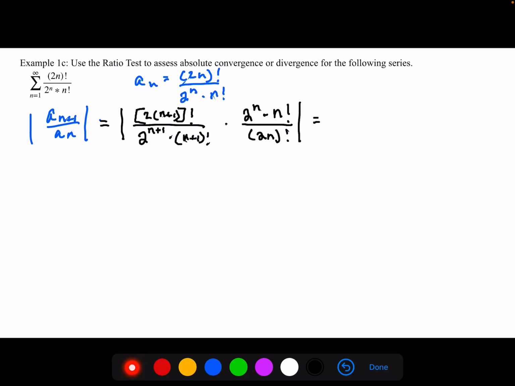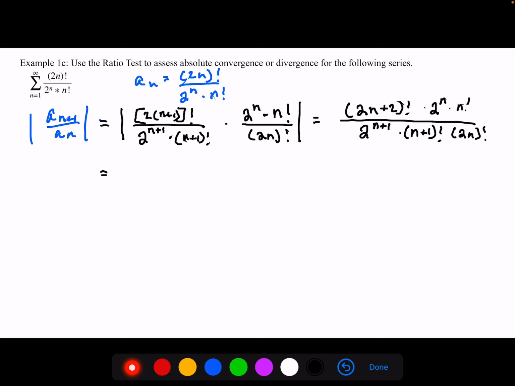Noting everything is positive, we can drop our absolute values, and we have 2 times (n+1) factorial becomes (2n+2)!, times 2^n times n!, over 2^(n+1) times (n+1)! times (2n)!.